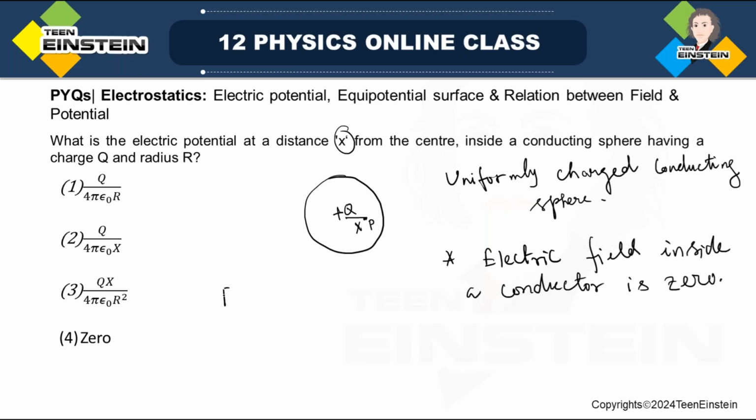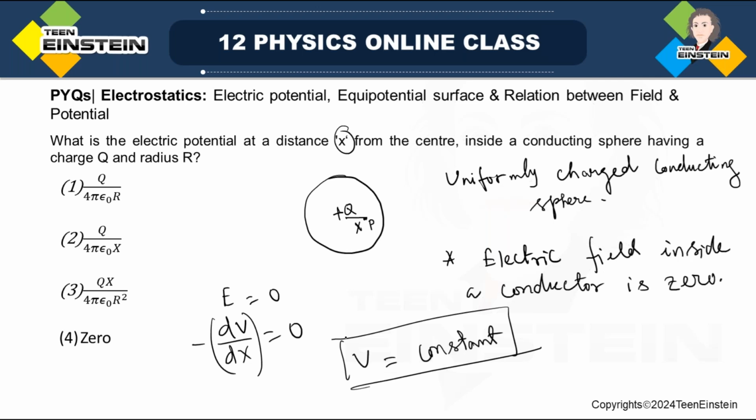When we know the electric field is zero, there is a relation between potential and electric field, so I can write dV/dx equal to zero. If the derivative of anything is zero, that means it is constant. There is no space variation of the potential. That means throughout the sphere, the potential will be the same inside.